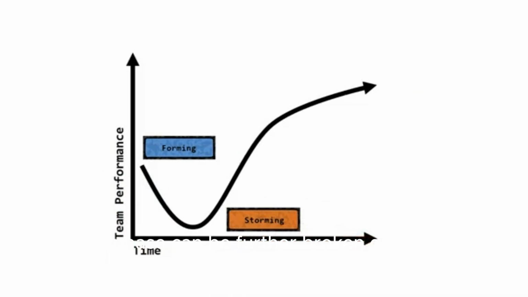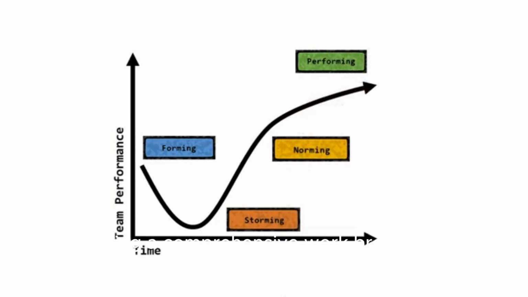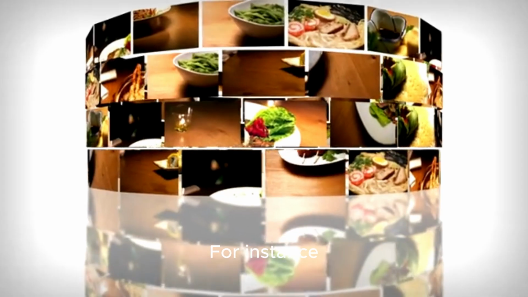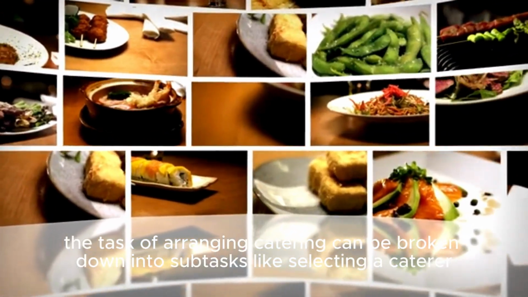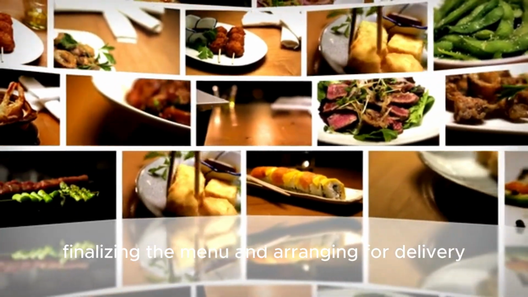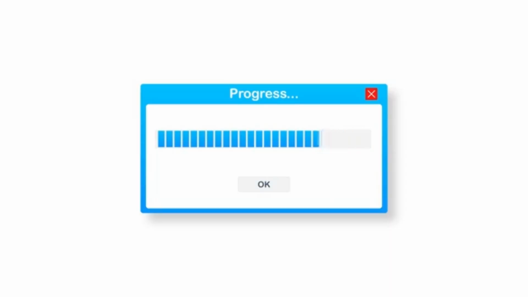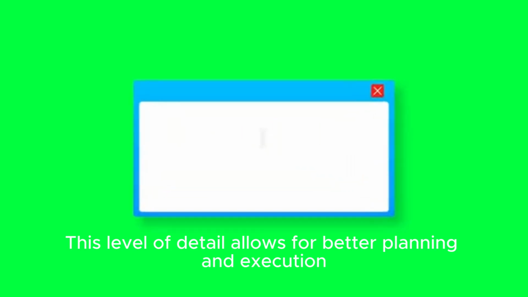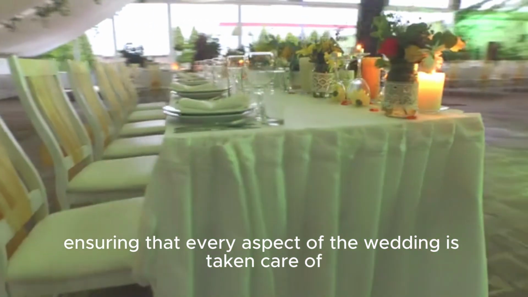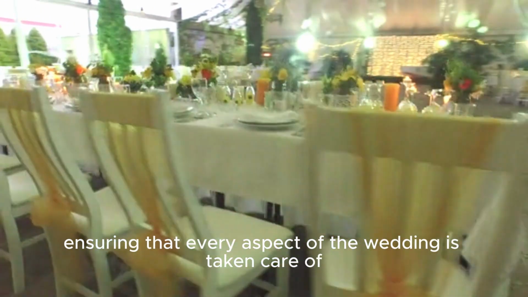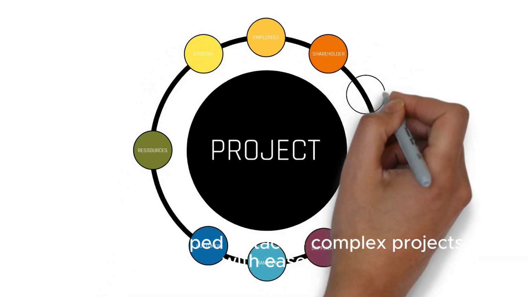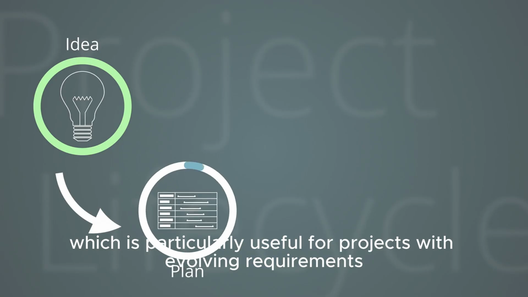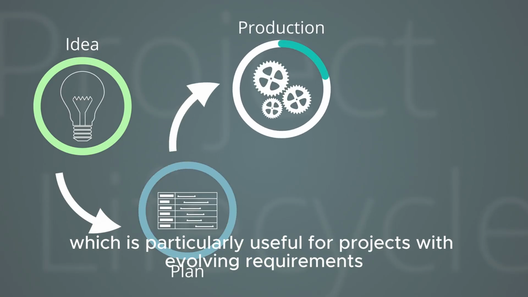Each phase can be further broken down into specific tasks and subtasks, creating a comprehensive work breakdown structure. For instance, the task of arranging catering can be broken down into subtasks like selecting a caterer, finalizing the menu, and arranging for delivery. This level of detail allows for better planning and execution, ensuring that every aspect of the wedding is taken care of. By understanding how to use these tools, you'll be equipped to tackle complex projects with ease, which is particularly useful for projects with evolving requirements.